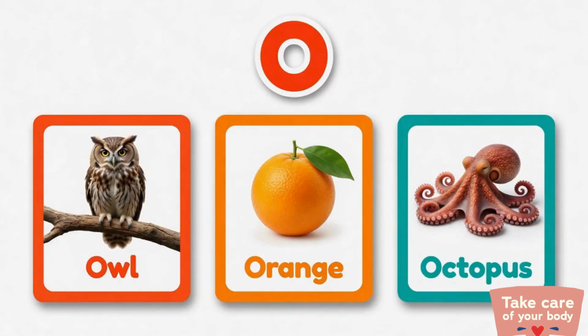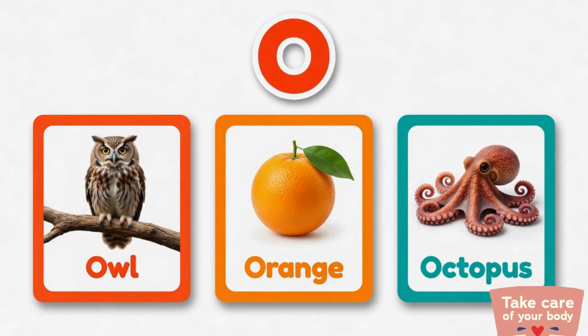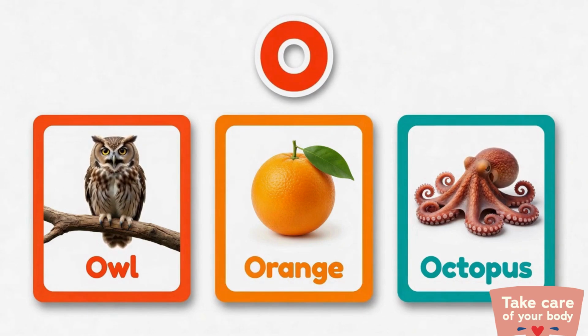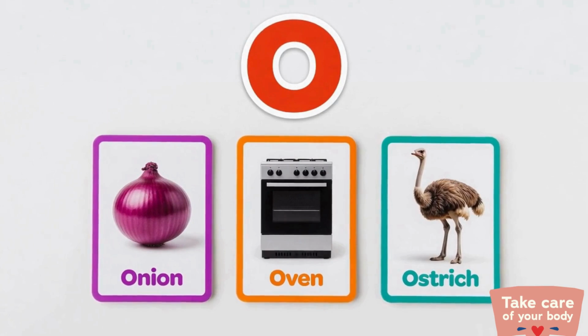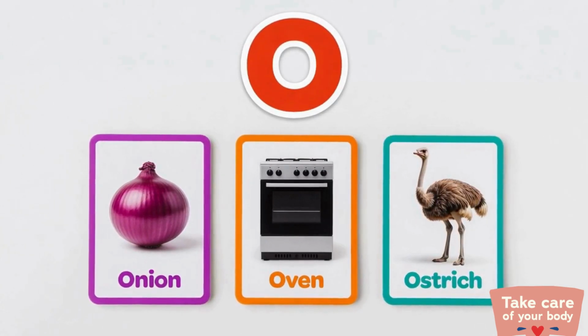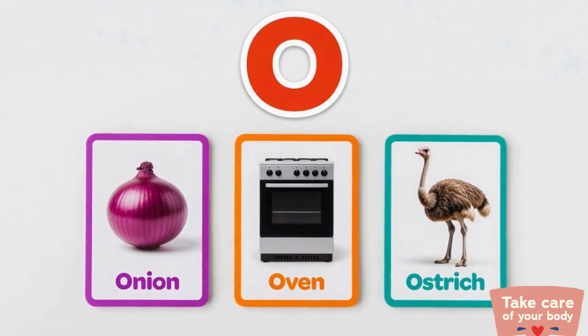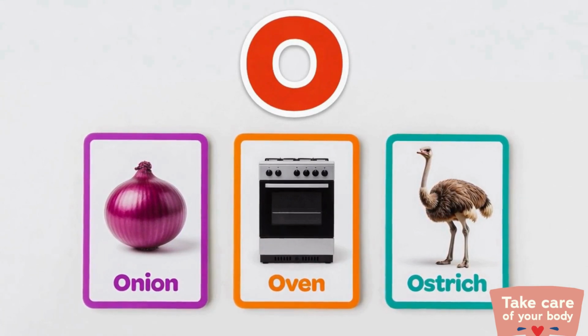This is the letter O. O is for owl. O is for orange. O is for octopus. O is for onion. O is for oven. O is for ostrich.